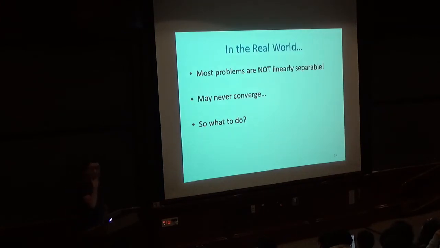Of course, in the real world, many problems are not linearly separable. And so the Perceptron algorithm, in that case, may never converge. It might loop around forever, because there will always be at least one example where it's making a mistake. That's the consequence of a data set not being linearly separable. So it'll never stop making updates. So what do we do?